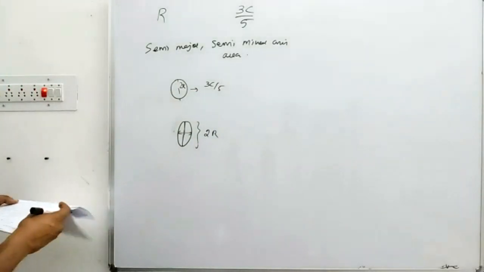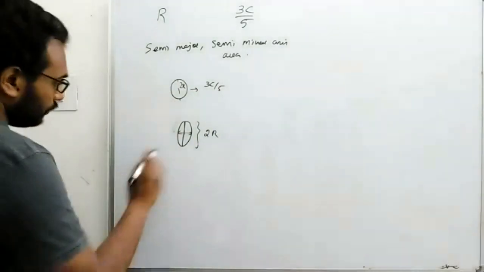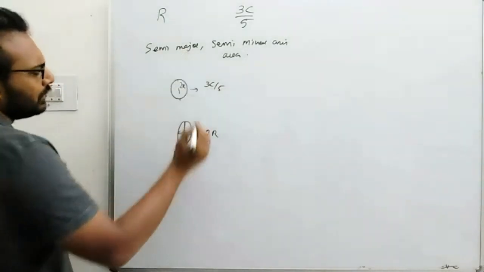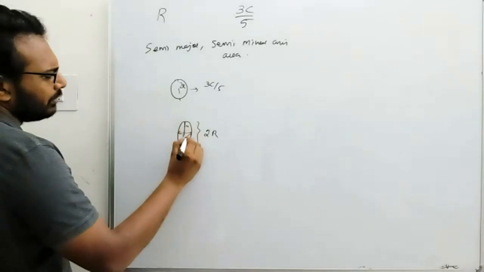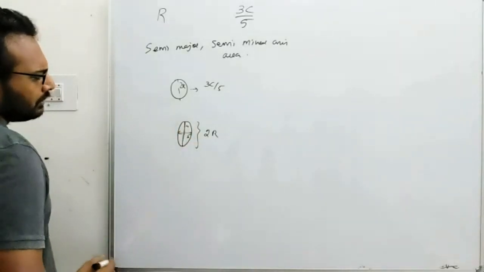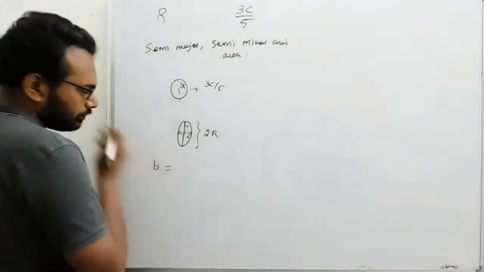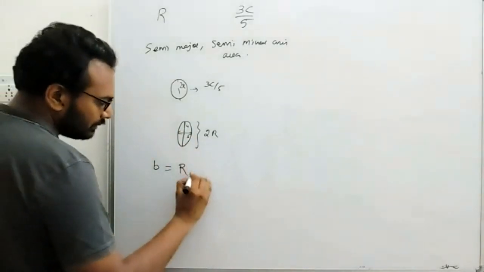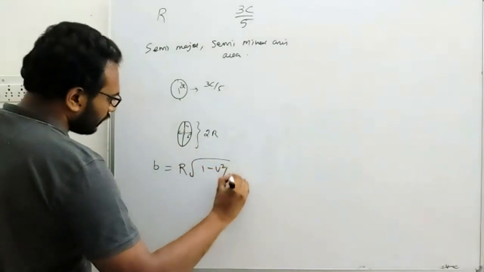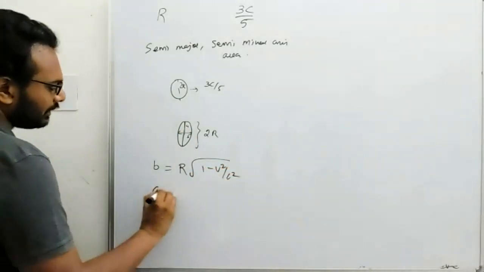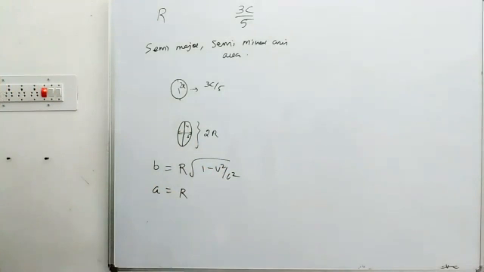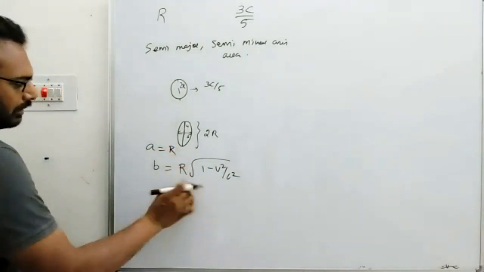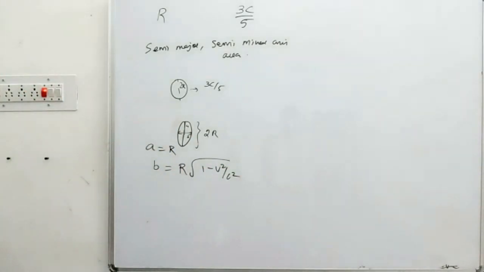So you can find the new area from the new radius. Let's call this A and this B. So B is equal to R times the square root of 1 minus v square by c square. A is equal to R itself, so A remains as R. B becomes R multiplied by the square root of 1 minus v square by c square.